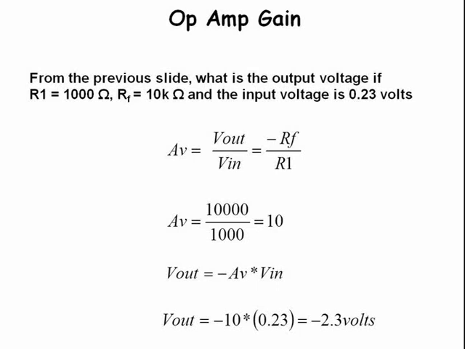What is the output voltage if R1 equals 1 k ohm and RF equals 10 k ohms and the input voltage is 0.23 volts? Well, the gain is going to be minus R sub F divided by R1, which equals 10,000 divided by 1,000, which is minus 10. The output voltage is going to be the input voltage times the gain. So we have an input voltage of 0.23 multiplied by a gain of minus 10 gives us minus 2.3 volts output.